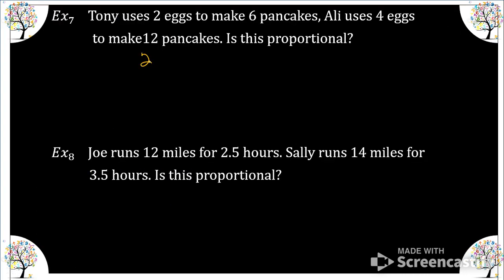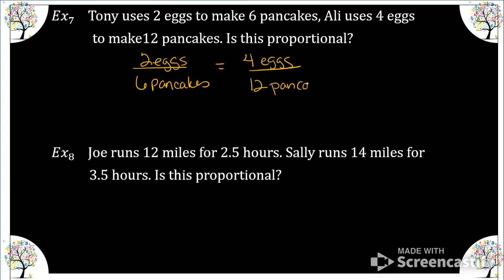Tony uses 2 eggs to make 6 pancakes. Allie uses 4 eggs to make 12 pancakes. Our question is this proportional? Cross multiply, 2 times 12, 4 times 6, and yes.